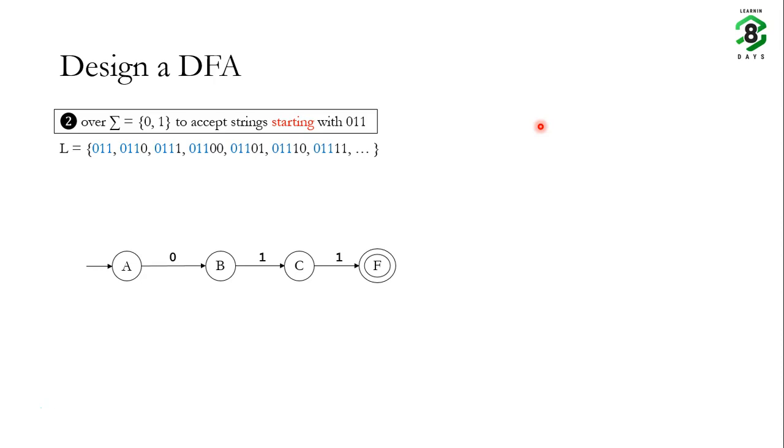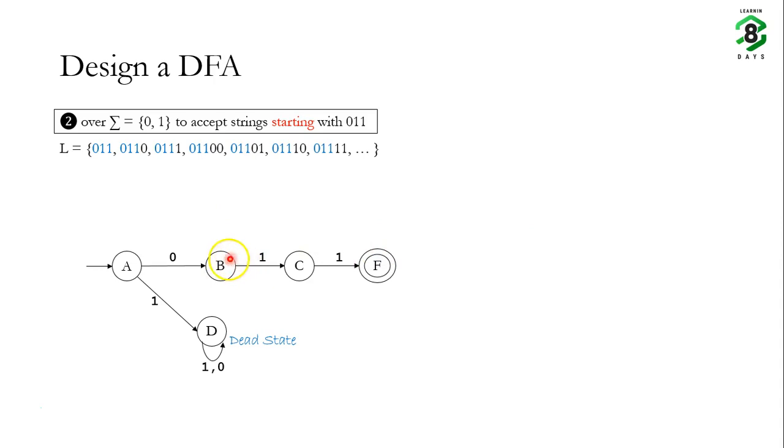Now to complete the machine, first think of what will happen if I get 1 in state A. So if we get a 1 in state A, we should go to a dead state D, because then there is no chance of the string starting with 0. And since D is a dead state, there will be a loop, because then we will never go to the final state or any other state from state D, because it's a dead state, right?